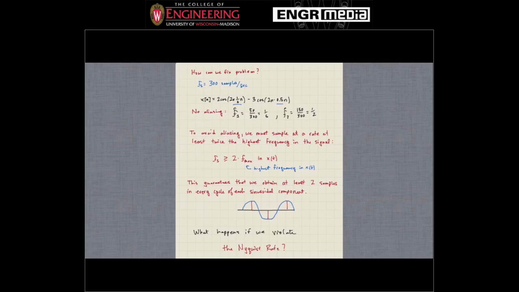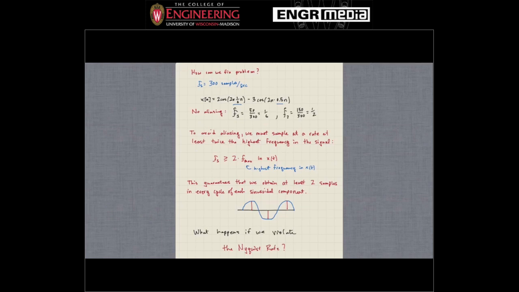Okay. So there's this celebrated result, called Nyquist's theorem, and something called the Nyquist rate. And what that says is to avoid aliasing, we have to sample at a sufficiently high rate. And that rate must be at least twice the highest frequency in the signal. So I just have that written here. The sampling rate, in order to avoid aliasing, must be twice the highest frequency in x of t. And if we do this, it guarantees that we obtain at least 2 samples in every cycle of each sinusoidal component.